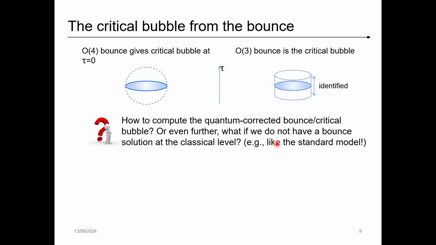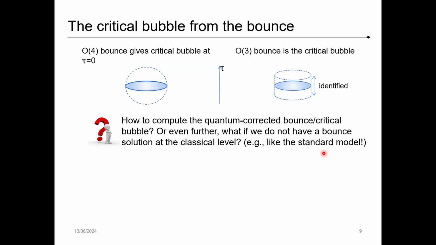Now the question is how to compute the quantum corrected bounce or critical bubble, or even further, what if we do not have a bounce solution at the classical level? For example, in the standard model, it's the Higgs instability. Actually, we do not have classical bounce solutions.